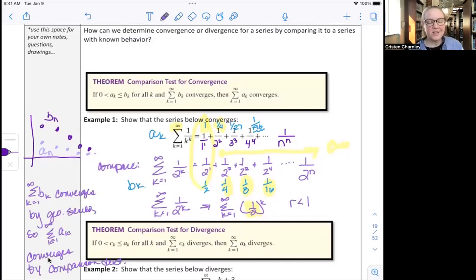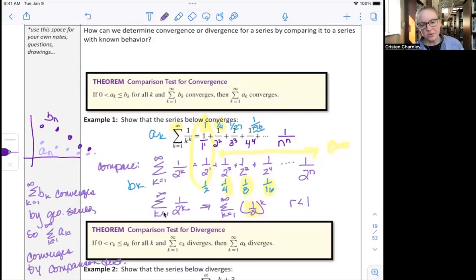Sorry, there's not quite a space for those. I didn't plan ahead there. So if the larger series, if the new series that you make is larger, and you can prove that the new one converges, you can tell me that the original one converges as well. This feels weird. It's only one example. Try a few more of these and you'll get the hang of it.